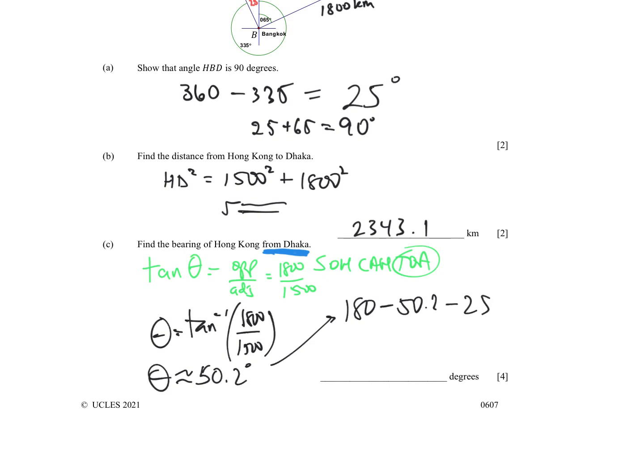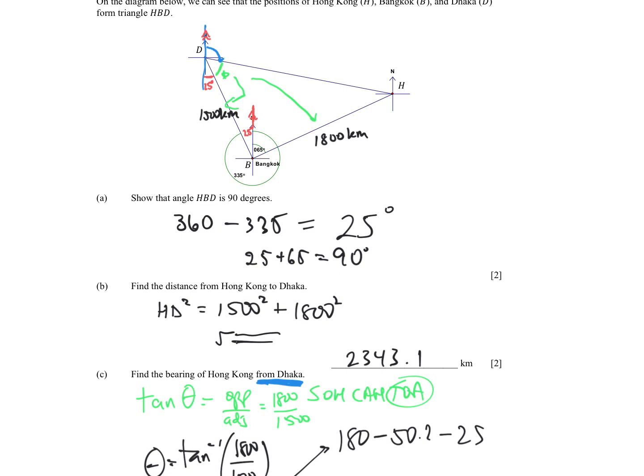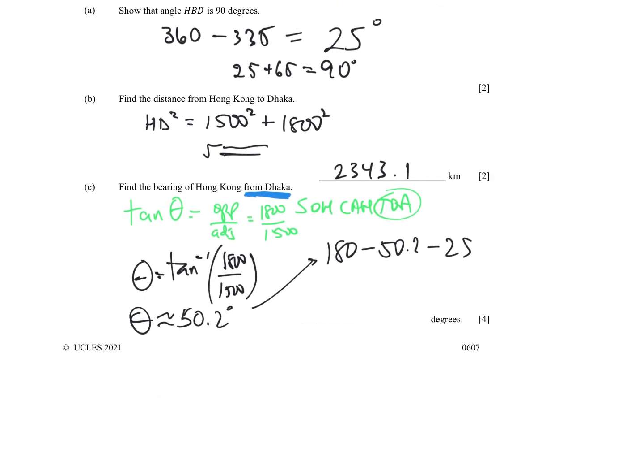If I go back up to the diagram, like I said, I've got that straight line angle there. And if I subtract away the 25 and I subtract away the 50.2, then I will get that bearing that I was looking for. And when I do that, I'm going to get 104.8 degrees.